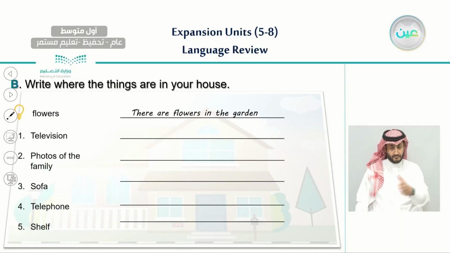Now, let's move on to the second exercise, which will be an interesting one. Just write where the things are in your house. So, for example, if we are going to talk about flowers, tell us where are the flowers.